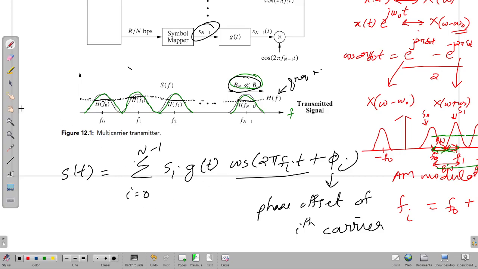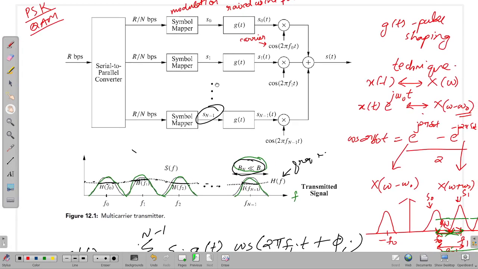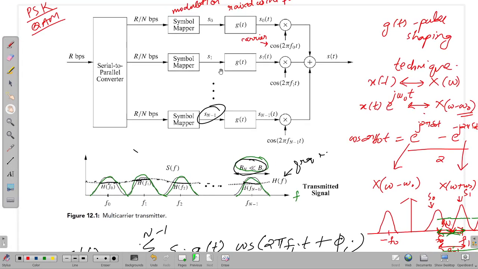With that, I conclude the discussion of the concept of multi-carrier communication and the multi-carrier transmitter. In the next class, we will see the multi-carrier receiver. Thank you.